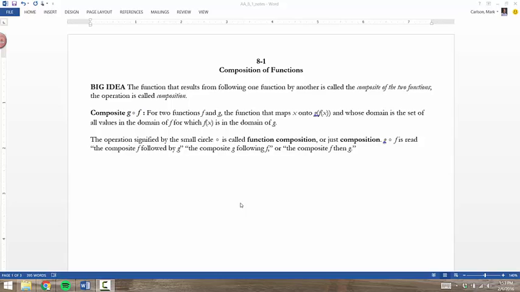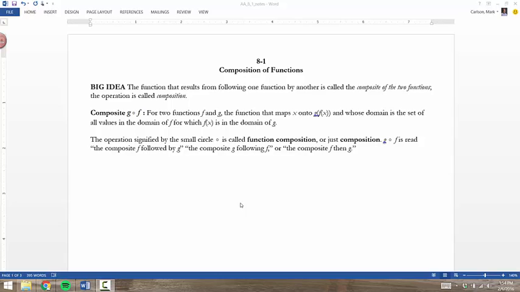You did some composites back in geometry. The composite of g and f, written with this little circle, by definition just says that for two functions f and g, the function maps x onto g of f of x. In other words, we take some number x, put it into the f function, and whatever comes out of f is what we put into the g function. The domain is the set of all x in the domain of f such that f of x is in the domain of g.